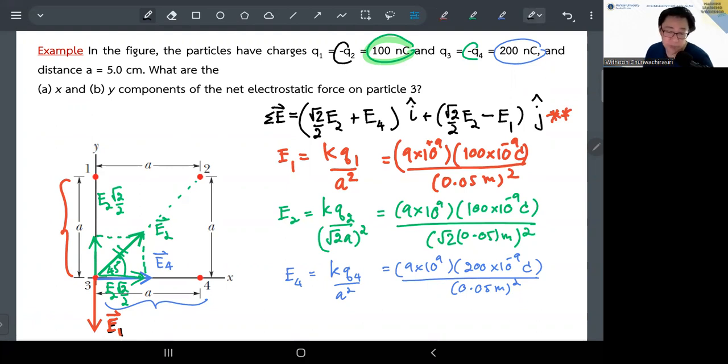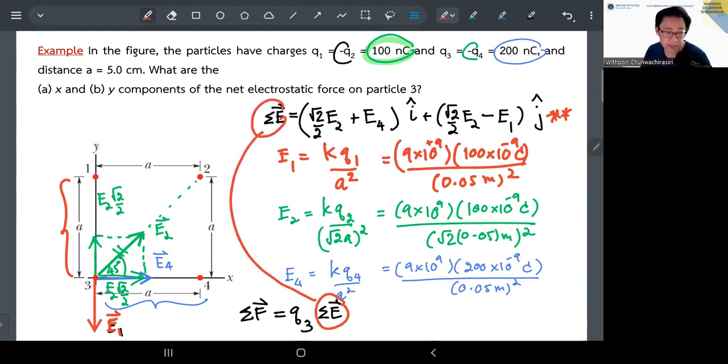Now, the last step is a super simple one. You want the total force on charge number 3 that you located at the position where you just calculated the fields. Just multiply that. So you take the Q3 and you multiply by the sum of E that you just got. And that's it, guys. You are done.